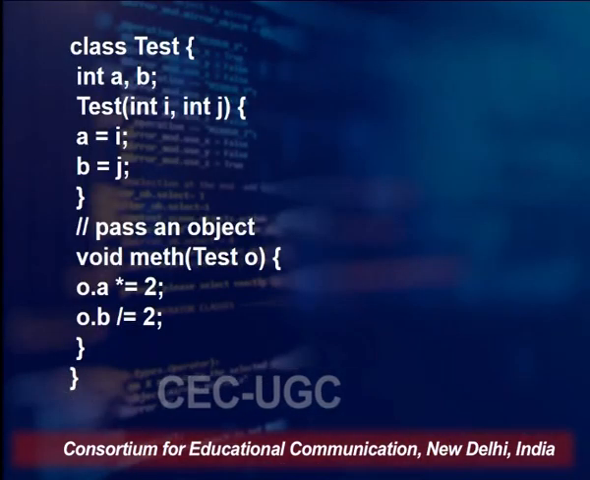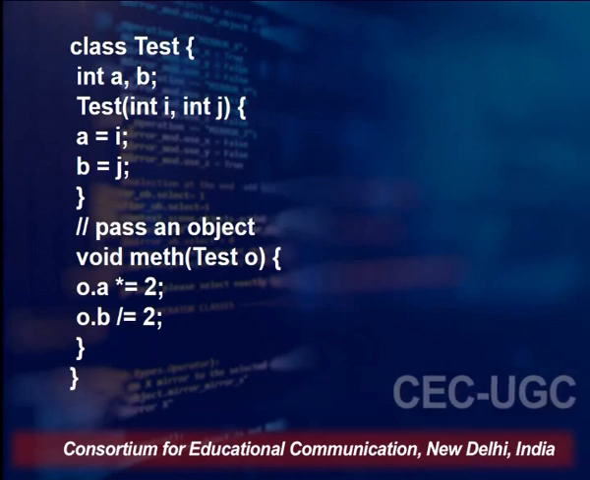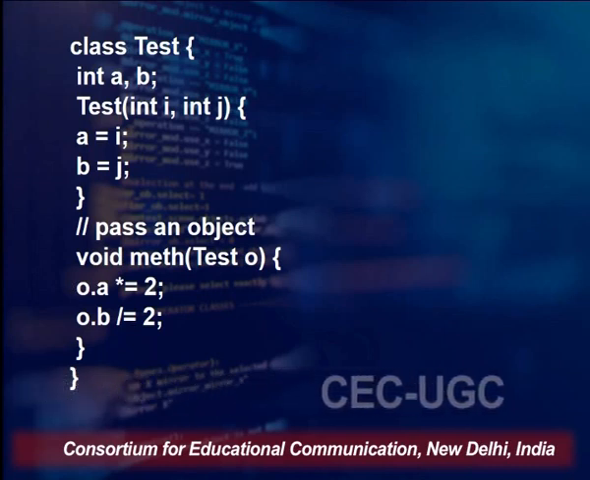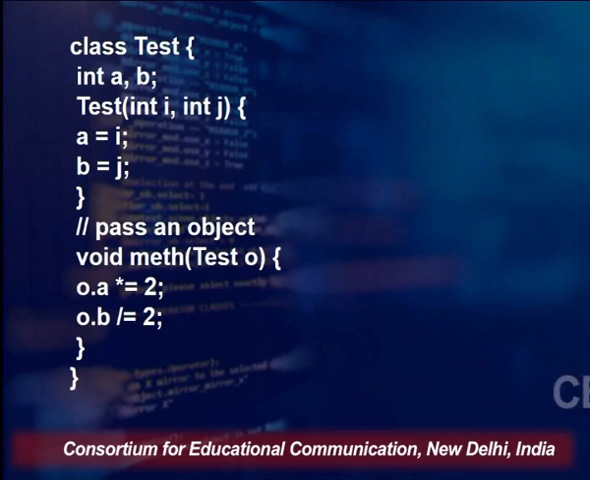So here we have a similar class Test and the constructor Test, which is initializing the values of the variables A and B. Now within this method meth, the earlier version was taking two primitives. Here it is taking a reference of the class Test, and now it is saying o.a = o.a * 2 and o.b = o.b * 2. That means A and B are referred through that particular o, and they belong to a particular object.